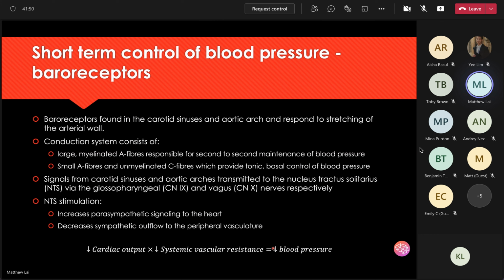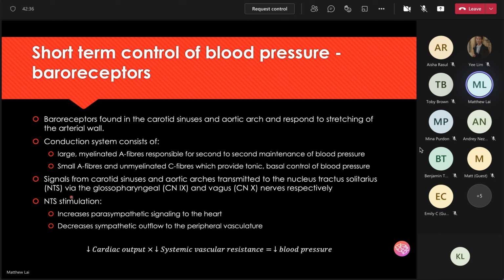So baroreceptors found in the carotid sinuses and the aortic arch respond to stretching of the arterial walls. Your conduction system has two types of fibers: large myelinated A fibers, which are responsible for the second-to-second maintenance of blood pressure. So let's say your blood pressure increases a little bit, it's your large A fibers responding quickly to this. And the second part, small A fibers and unmyelinated C fibers, which provide tonic basal control. Signals from your carotid sinus and aortic arches are transmitted to the nucleus tractus solitarius in the brainstem via the glossopharyngeal and vagus nerves, respectively.